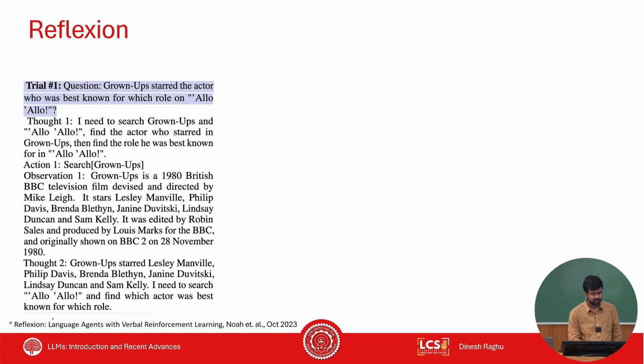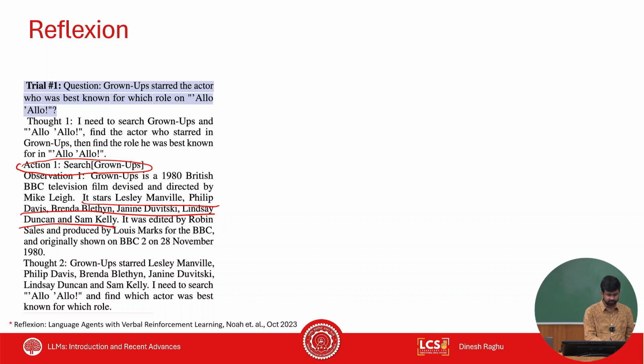Here there's a question that says, Grown Ups starred the actor who was best known for which role on a TV show, right? This was the question at hand. So the first action it did was search for the TV show Grown Ups. It got the right document. It figured out that it stars these many people, right? Now the second step is just to figure out which of these people starred in this TV show Hello Hello and what their character name is. Again, it may require 2 more hops. This may be a 3-hop question, but let's see how it goes, right?